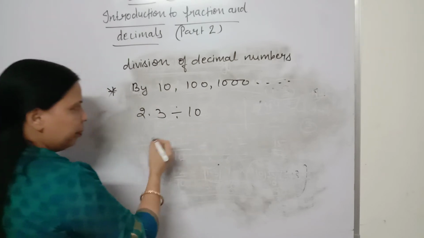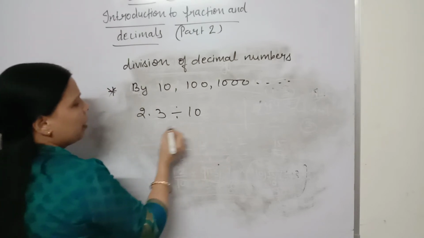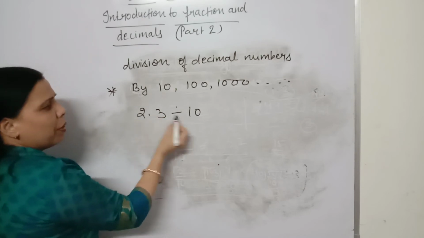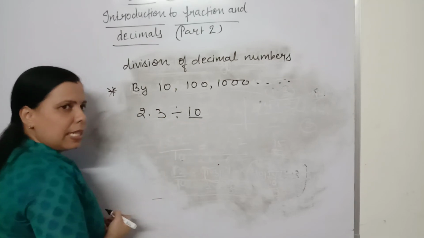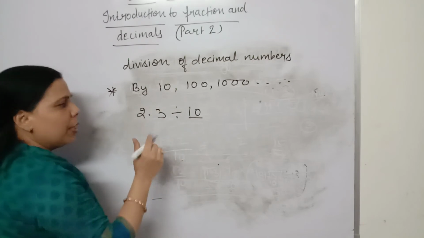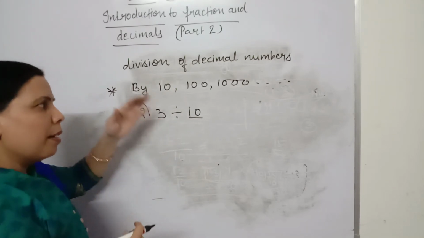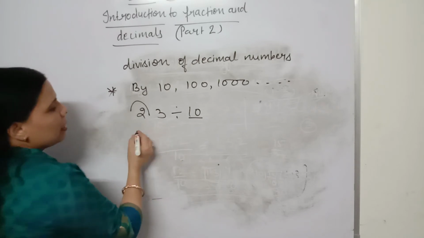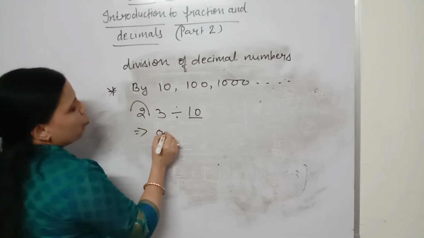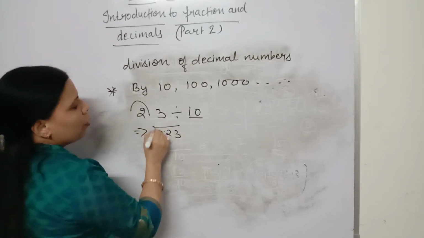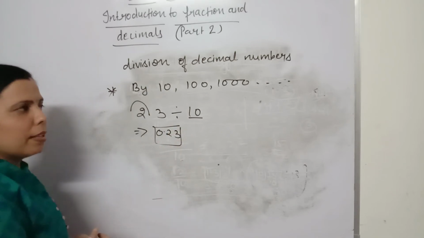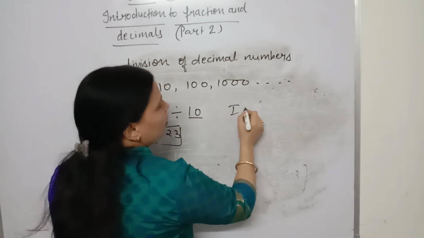So I am going to tell you both methods here. If the number is divided by 10, which has only one zero, then the decimal will shift towards the left side. So your answer is now 0.23. This is the first method.